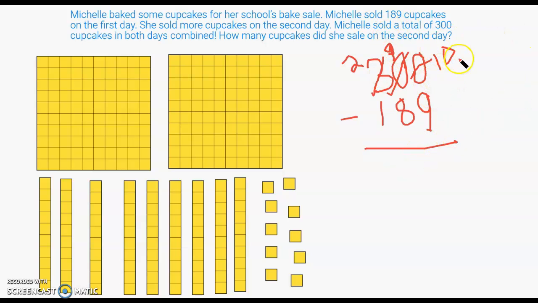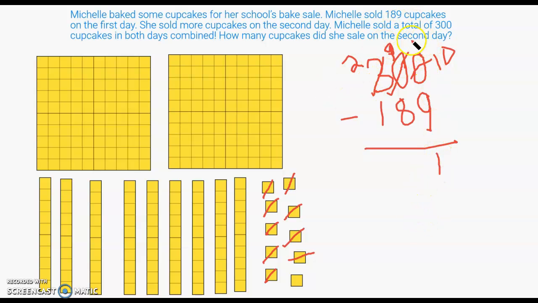So we're going to take 10 ones and minus 9 ones. So here's our 10, so we got to minus 9. 1, 2, 3, 4, 5, 6, 7, 8, 9. And that leaves us with 1 one.